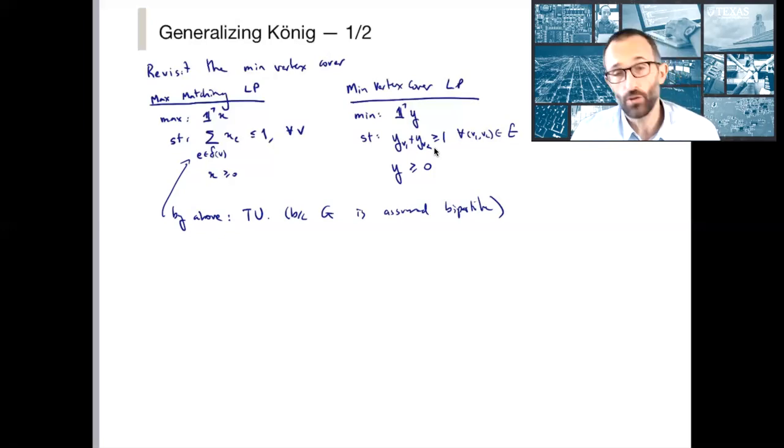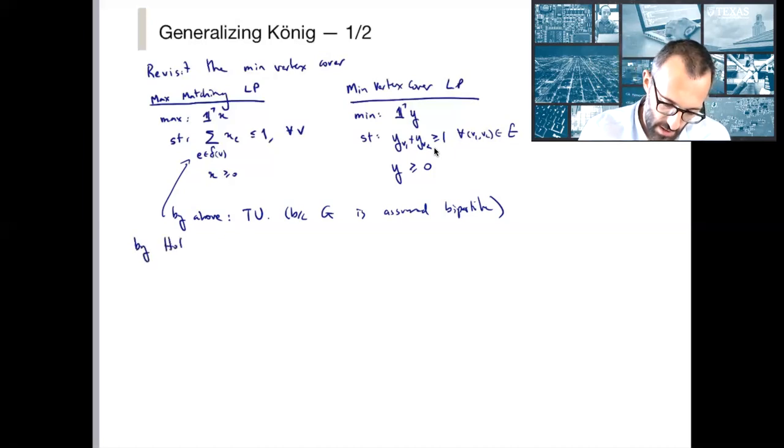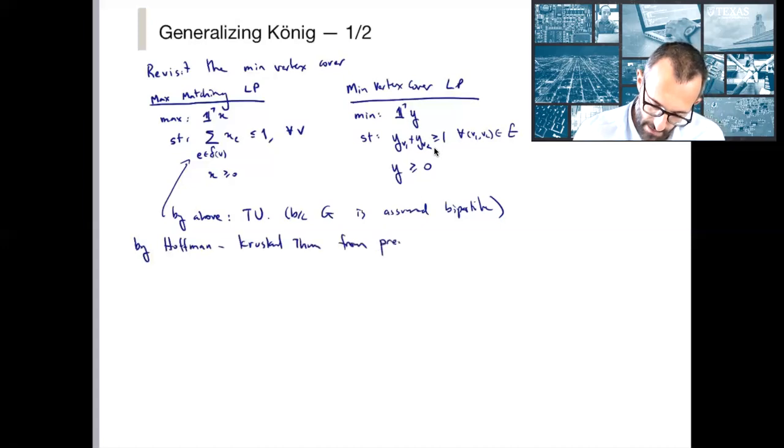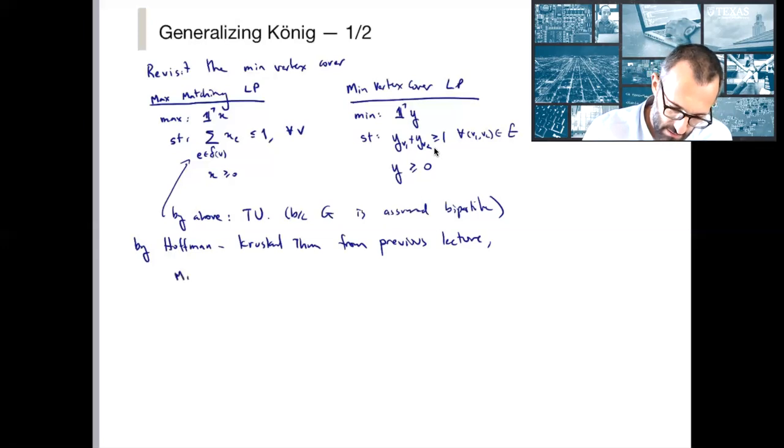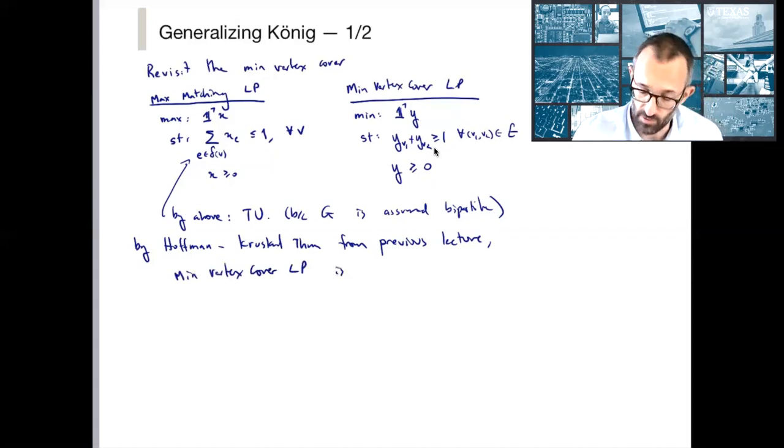And now you can see why it was important in the previous lecture to show the link between primal and dual in the presence of total unimodularity. So in particular, by that last result on the previous lecture, by the Hoffman-Kruskal theorem from the previous lecture, the min vertex cover LP is also integral.